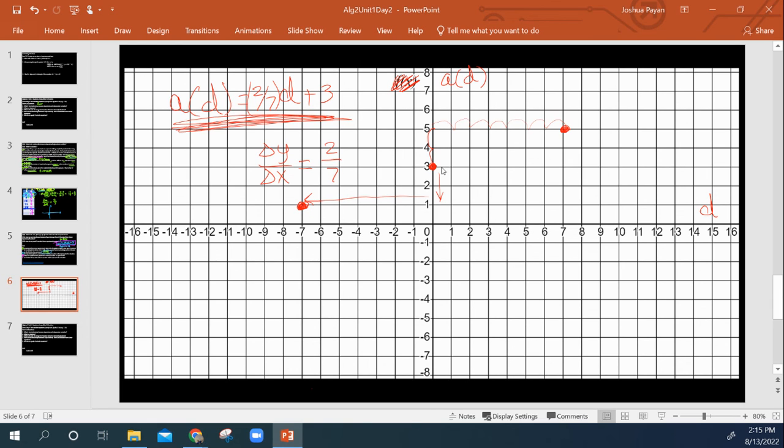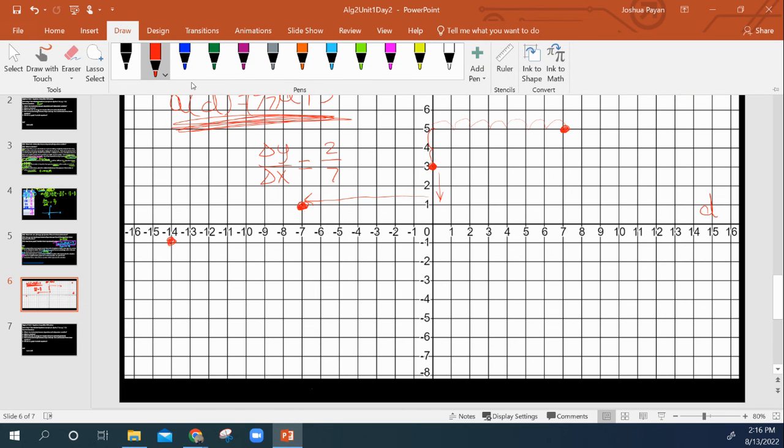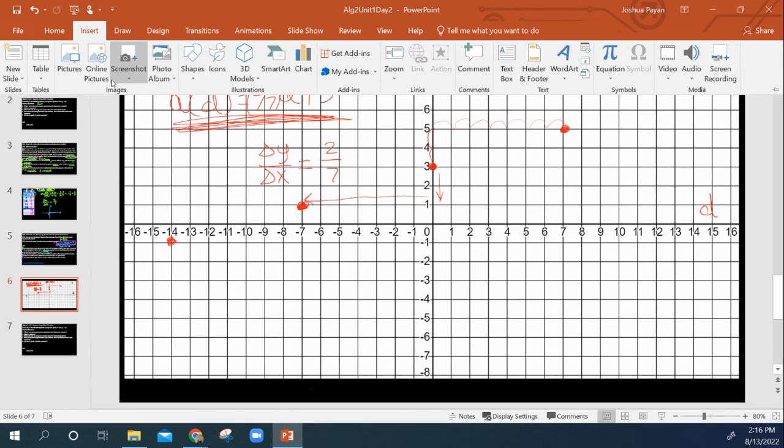And then we know we can just continue. So 2 by another 7, I know I'll just end up at 14. And minus 2, minus 7, I'll end up at negative 14. And then we can connect with just a nice straight line.